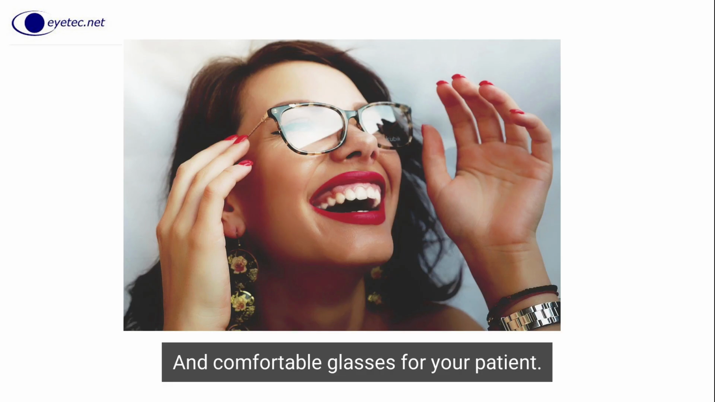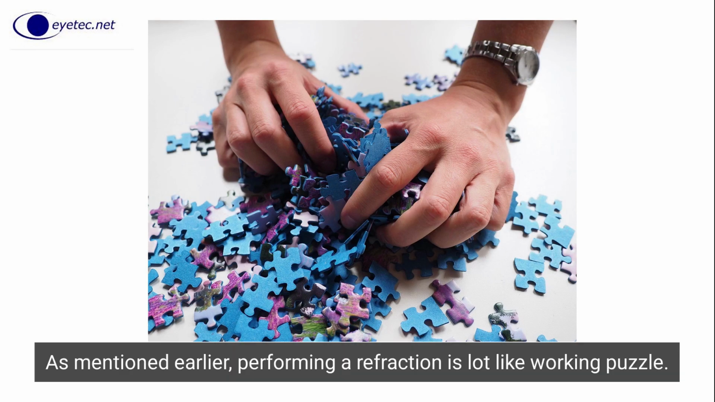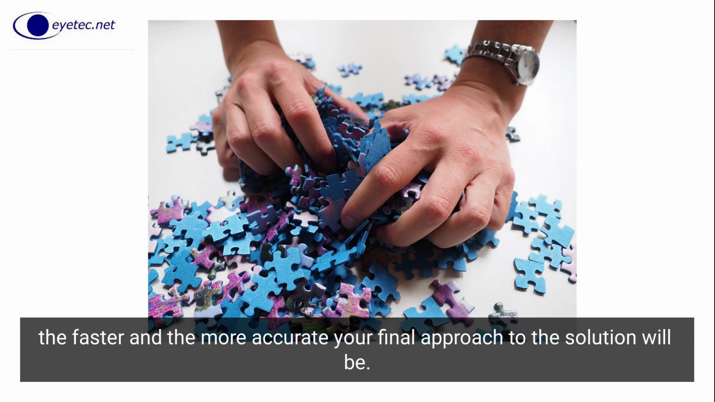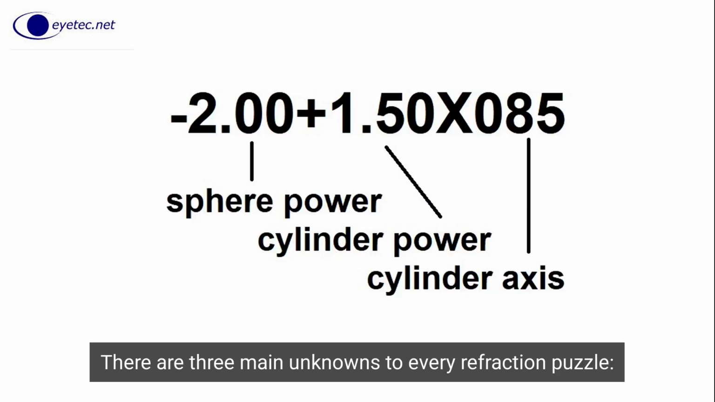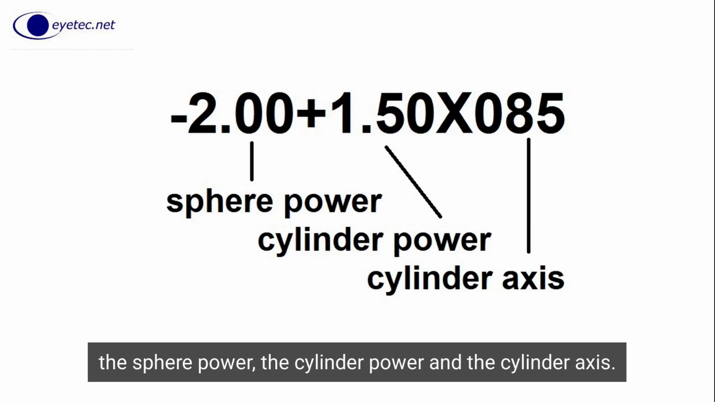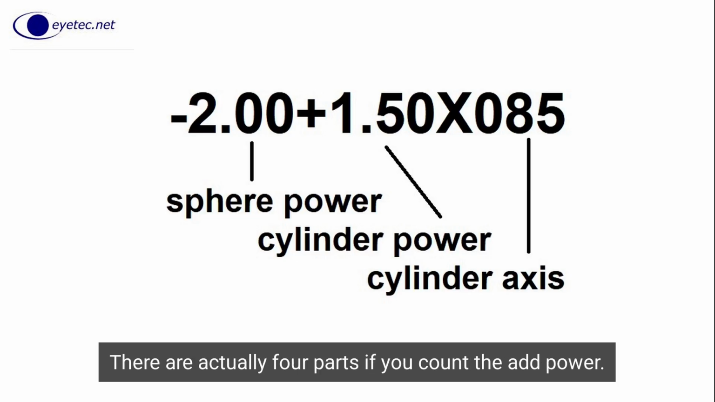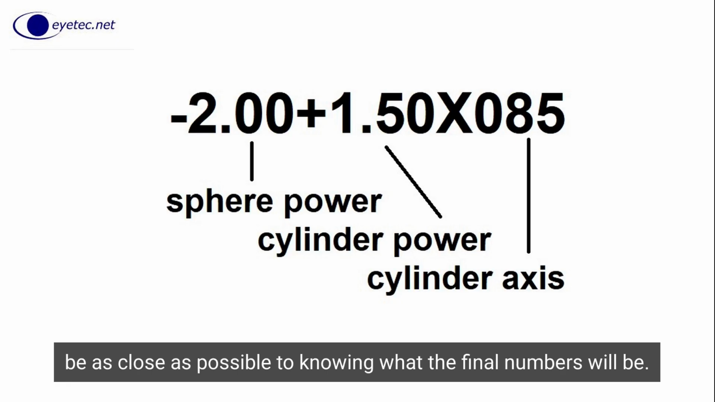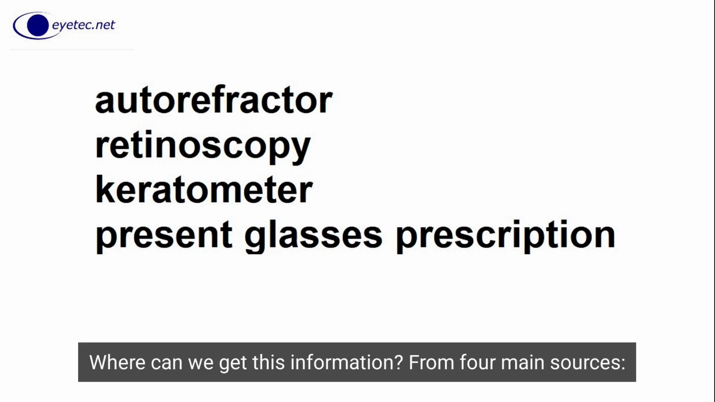As mentioned earlier, performing a refraction is a lot like working a puzzle. The more pieces of the puzzle you have, the faster and the more accurate your final approach to the solution will be. There are three main unknowns to every refraction puzzle: the sphere power, the cylinder power, and the cylinder axis. There are actually four parts, if you count the add power. Our goal, even before we start the actual refraction, is to be as close as possible to knowing what the final numbers will be. Where can we get this information?